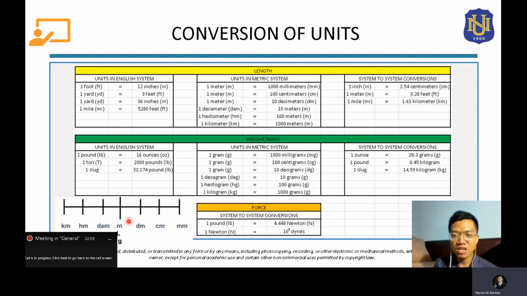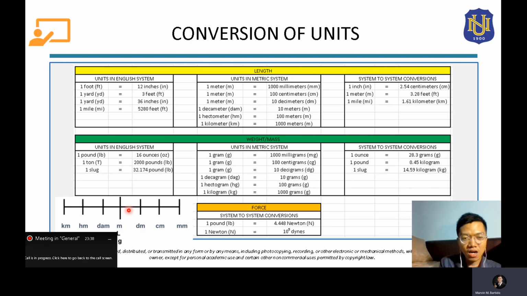So what we're going to do is just count the moves from meter to millimeter. So that will be 1, 2, 3. So that will be the number of moves. From 1, we're going to move 1, 2, 3. So we're going to add 3 zeros. Okay, so 1 meter is actually equivalent to 1 with 3 zeros at the right, so that will be 1,000. So 1 meter is equal to 1,000 millimeters.